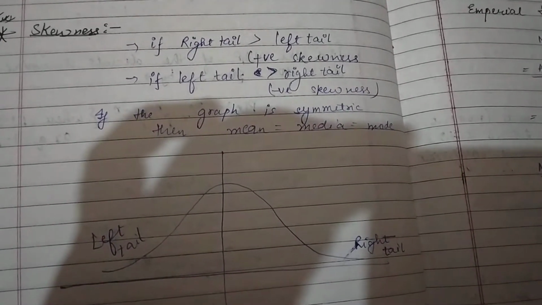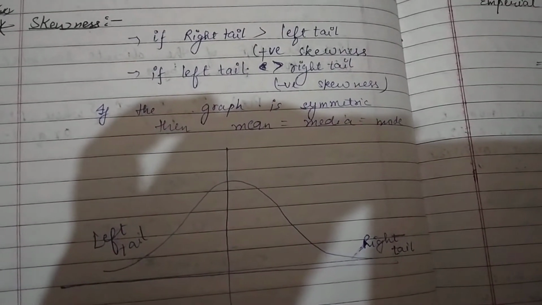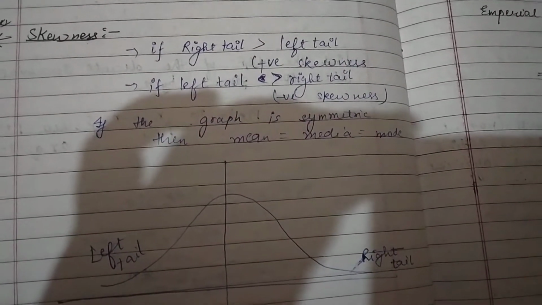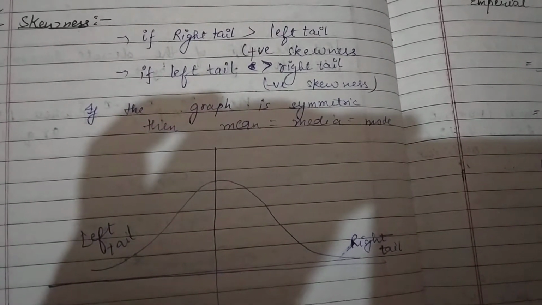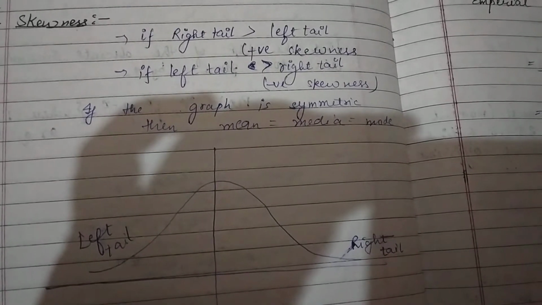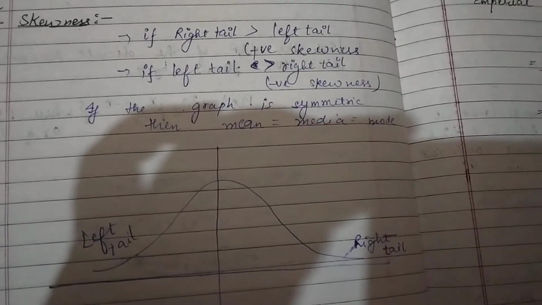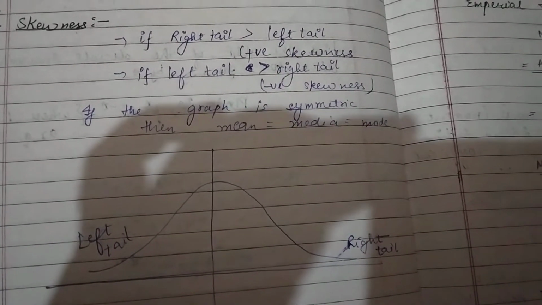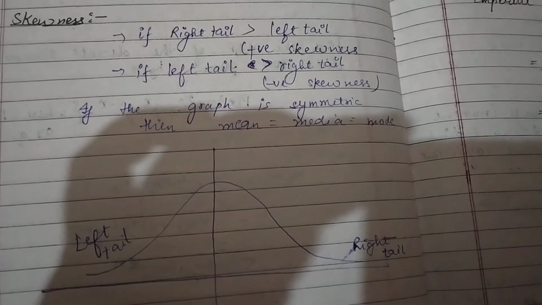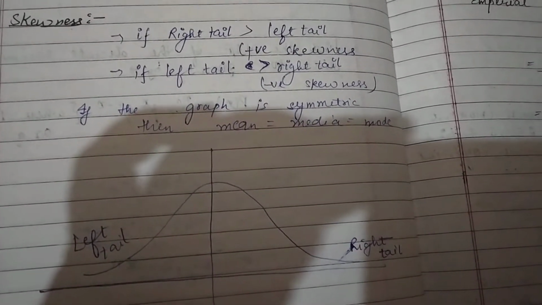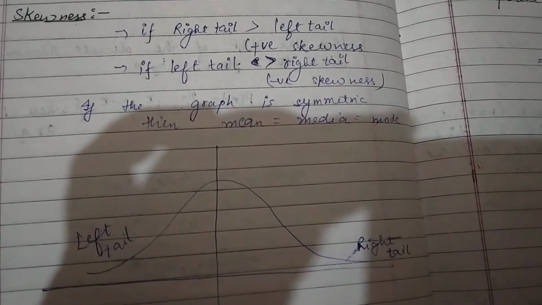When a curve is symmetrical, then we say its mean, mode and median all three are equal. If the curve is skewed, then we say left tail is greater than right tail or right tail is greater than left tail. If both the tails are equal, then there is no skewness. If the graph is symmetric, then mean, mode and median all these three are equal.